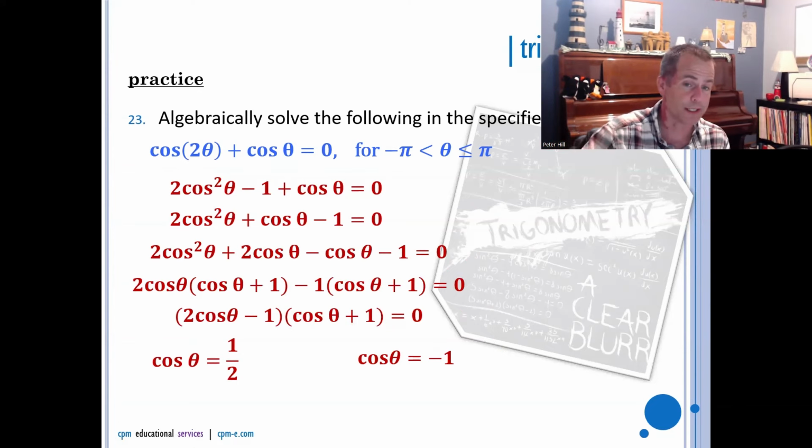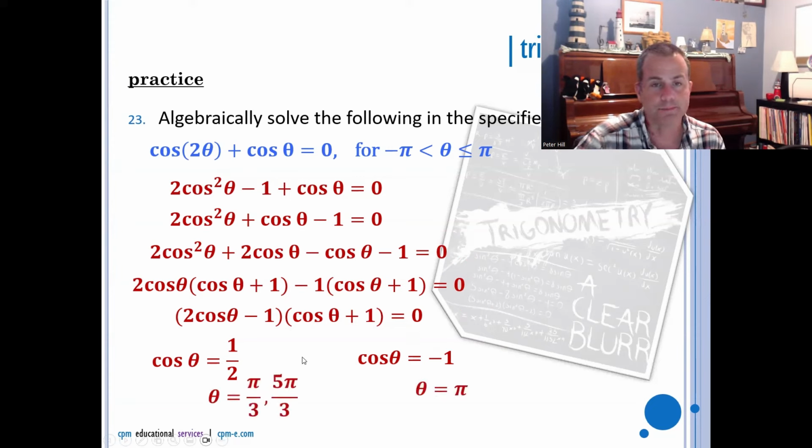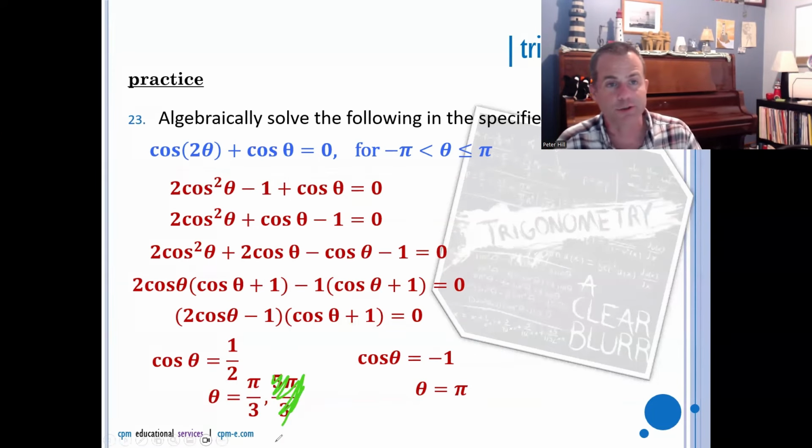Remember, I'm ignoring my domain at the moment. Where does cos of theta equal -1? That would be at pi. Now I want to take into account my domain. Okay, be careful. Lots of kids look at that domain and then they'll be like, oh, okay, well, this is outside my domain, so I'm just going to scratch it off.